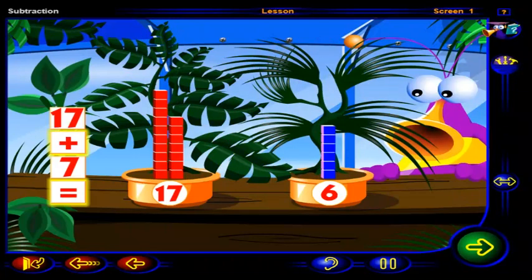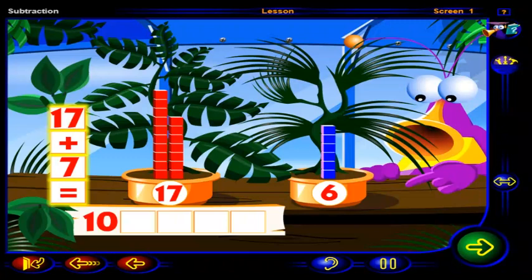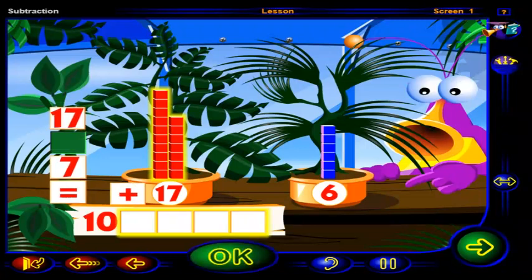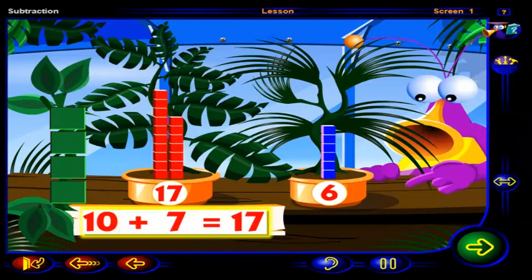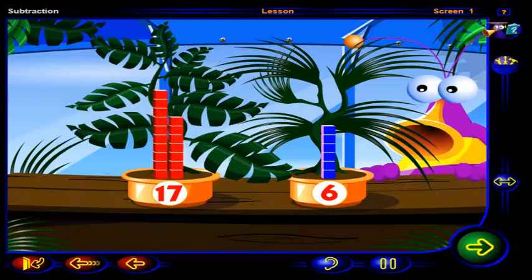Drag the signs and the numbers into place to show the sum of these two stacks of blocks. When you're done, click OK. You got it! This number sentence shows the sum of these two stacks of blocks. Now it's easier to compare the number of red blocks and the number of blue blocks.